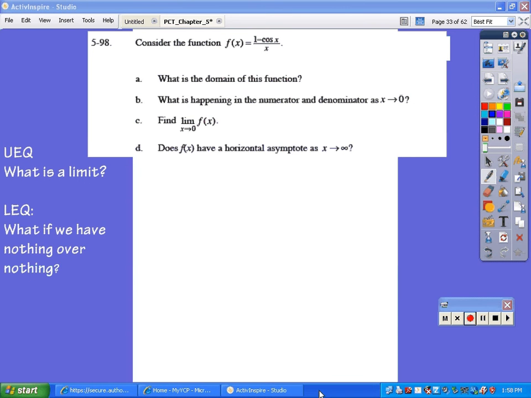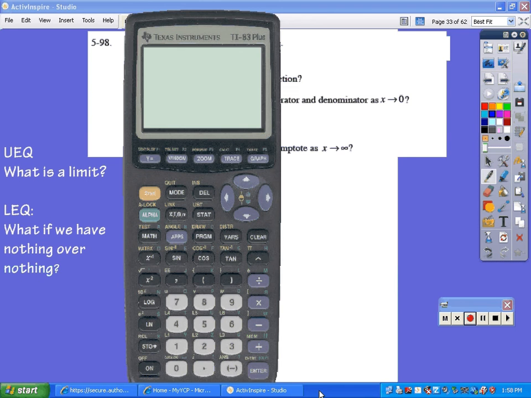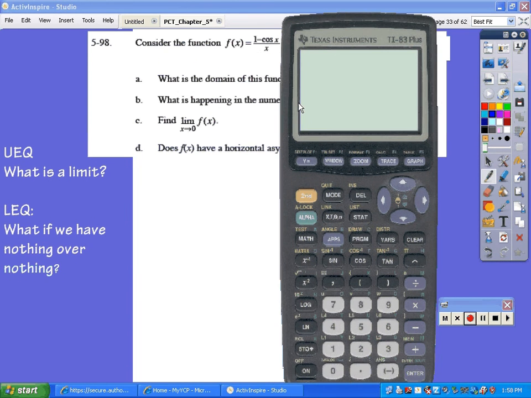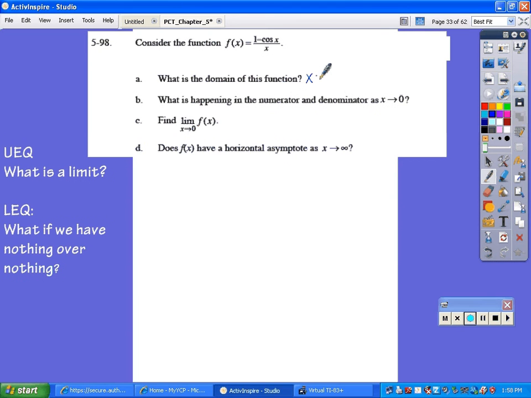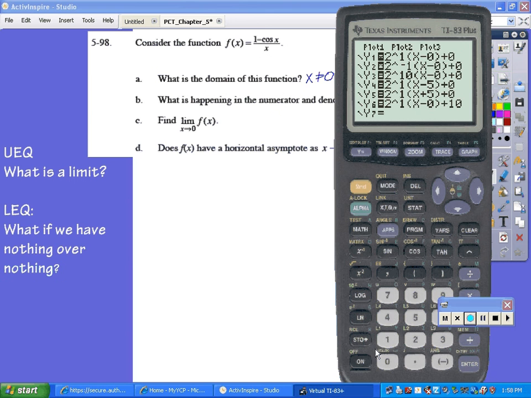Okay. Obviously, there is going to be one value that is not part of this domain, and we know that's going to be 0. So we do know that x will not be able to equal 0 because we can't divide by 0. And again, that has nothing to do with the limit.